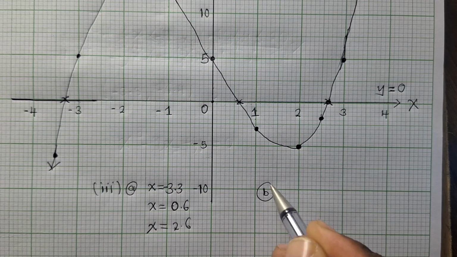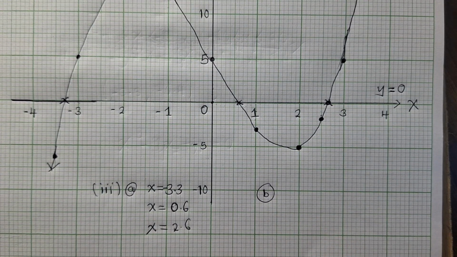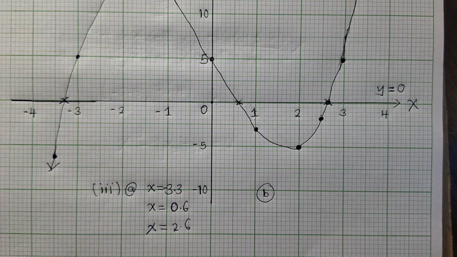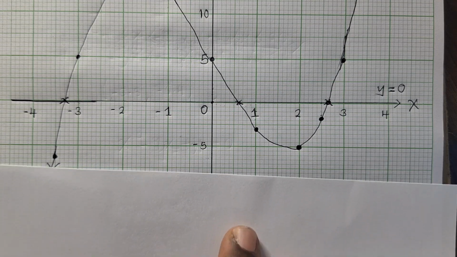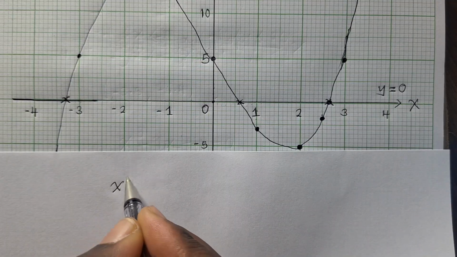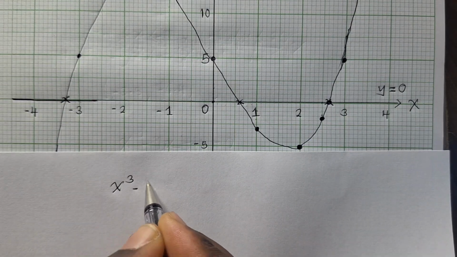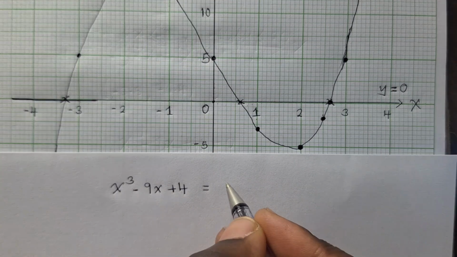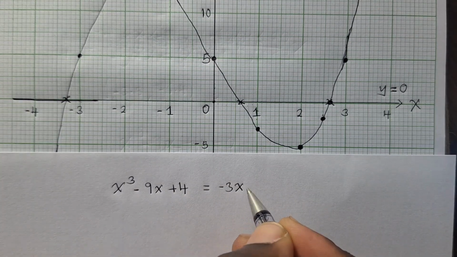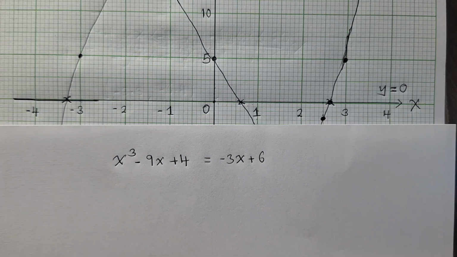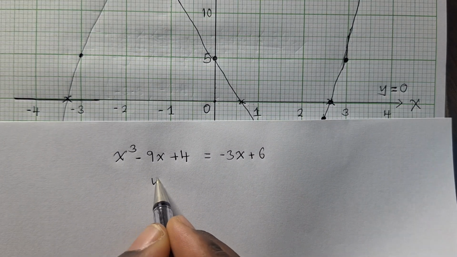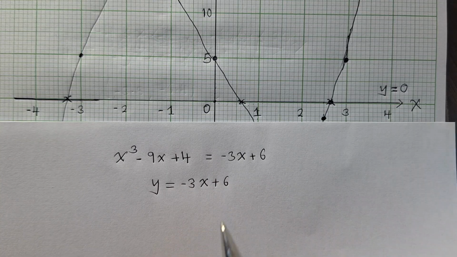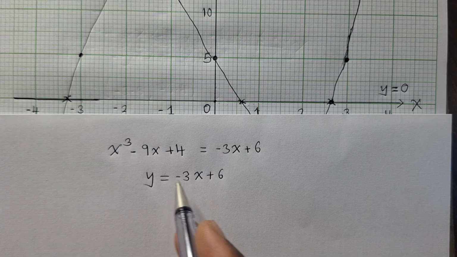So for question B, they want us to solve this equation. The equation which they want us to solve is x^3 minus 9x plus 4 is equal to negative 3x plus 6. So what we're going to do here, the same we did, we're going to say y is equal to negative 3x plus 6. Now we're going to plot this.